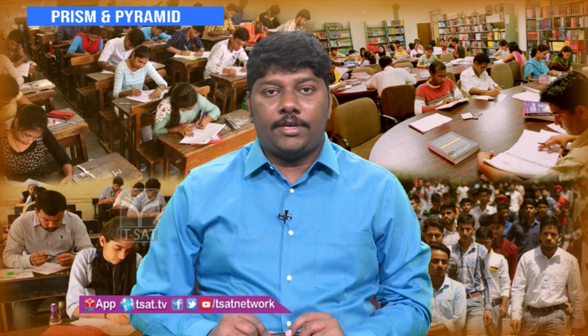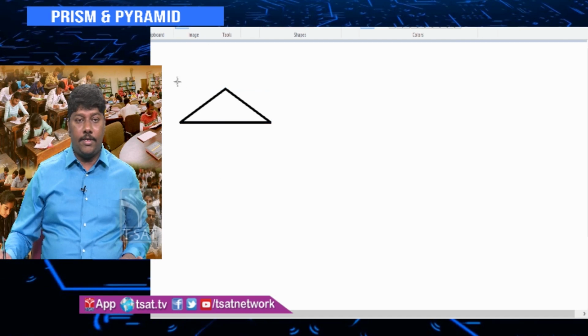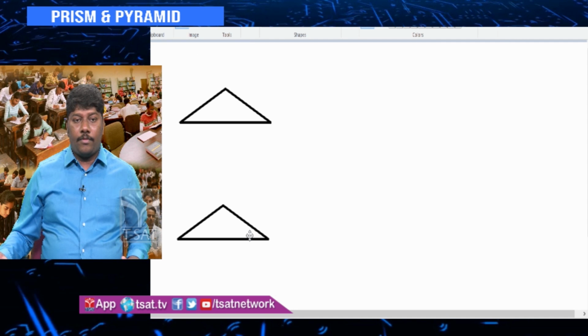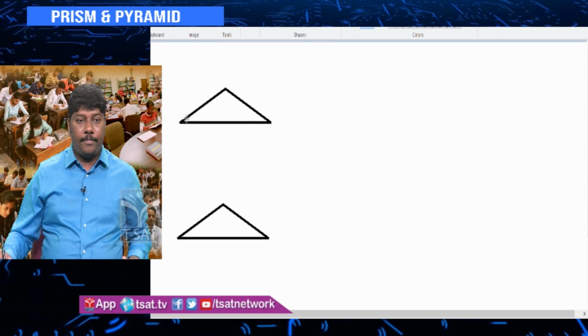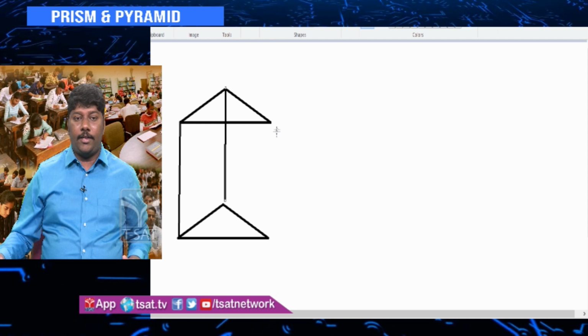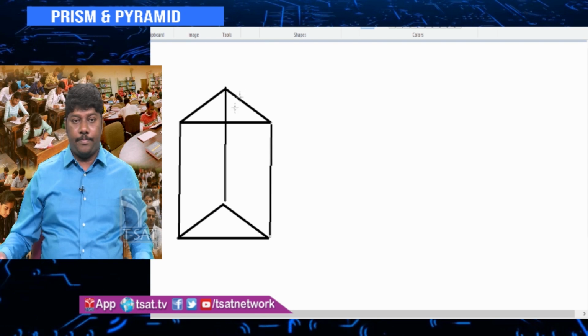We'll start with a three-sided polygon, that is a triangle. So we start with the triangular prism. Let's look at how a triangular prism appears. I am taking a triangular base, both top and bottom surfaces are triangles, and I am joining these triangular surfaces with rectangular surfaces. So this is a triangular prism.